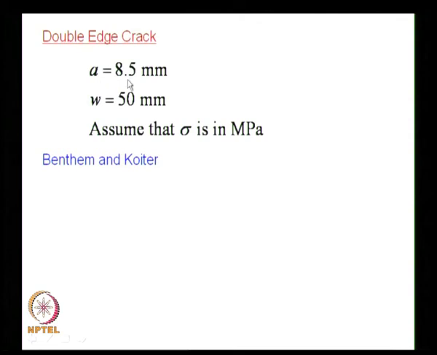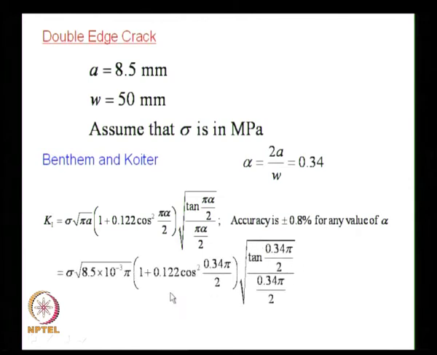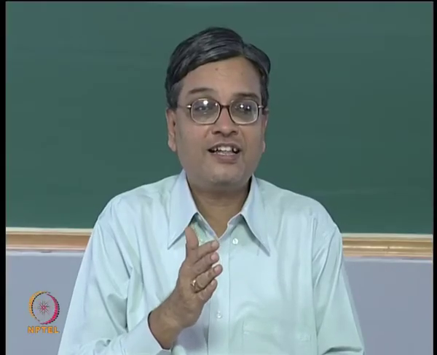In the double edge crack you have A equal to 8.5 millimeter, W equal to 50 millimeter, and you have the expression of Bentham and Koiter seen just recently. And because the length of the crack is different, the value of alpha is 0.34, do not substitute the value as 0.36 which was used for the central crack. You have to substitute only the relevant value of alpha, and when I substitute and do the simplification, I get the value of K1 as 0.1875 sigma MPa root meter, which is definitely higher than the highest value we got for the central crack.